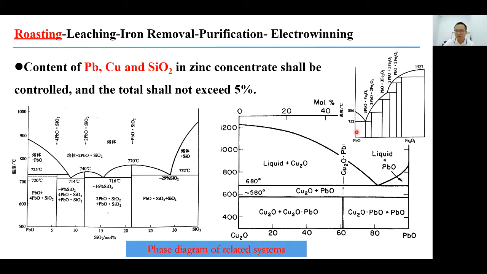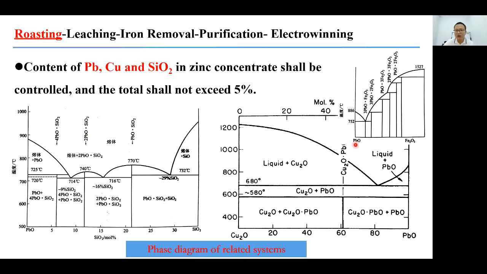That is around 752. And copper oxide and lead form a liquid below 700. All of us know that roasting is carried out at 940 degrees C, 20 or 50 degrees C lower or higher, and this is much higher than the liquidus temperature in those systems.